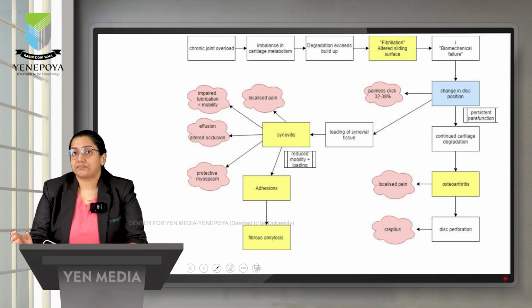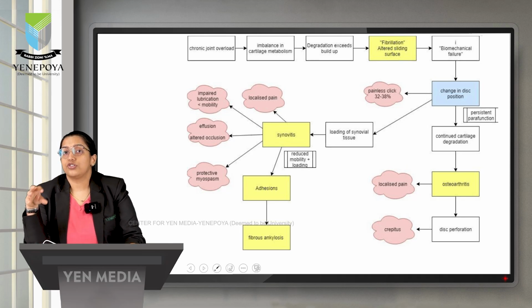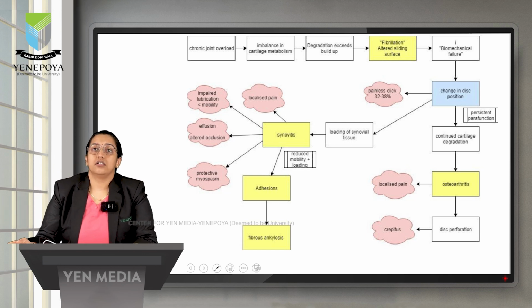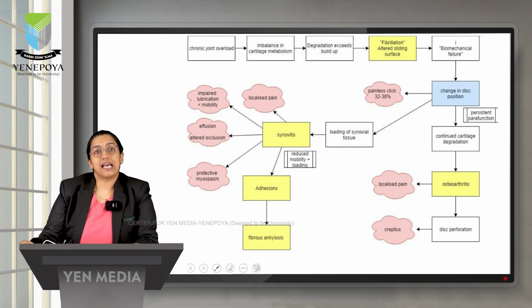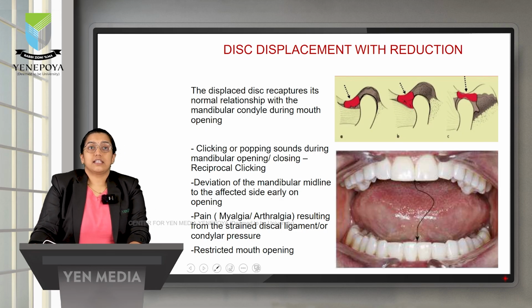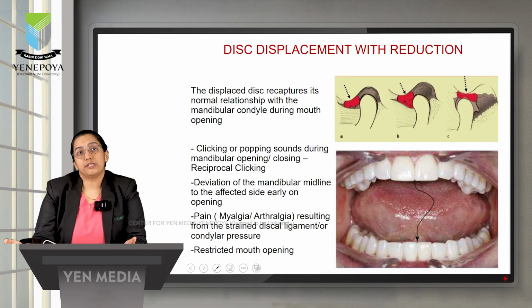Then, if the cartilage degradation continues, it leads to osteoarthritis or disc perforation. Osteoarthritis presents as localized pain, whereas disc perforation will present as crepitus. There are other things that happen like synovitis, adhesions and fibrous ankylosis. Disc displacement with reduction: the displaced disc, if it recaptures its normal relationship with the mandibular condyle during mouth opening, is disc displacement with reduction.